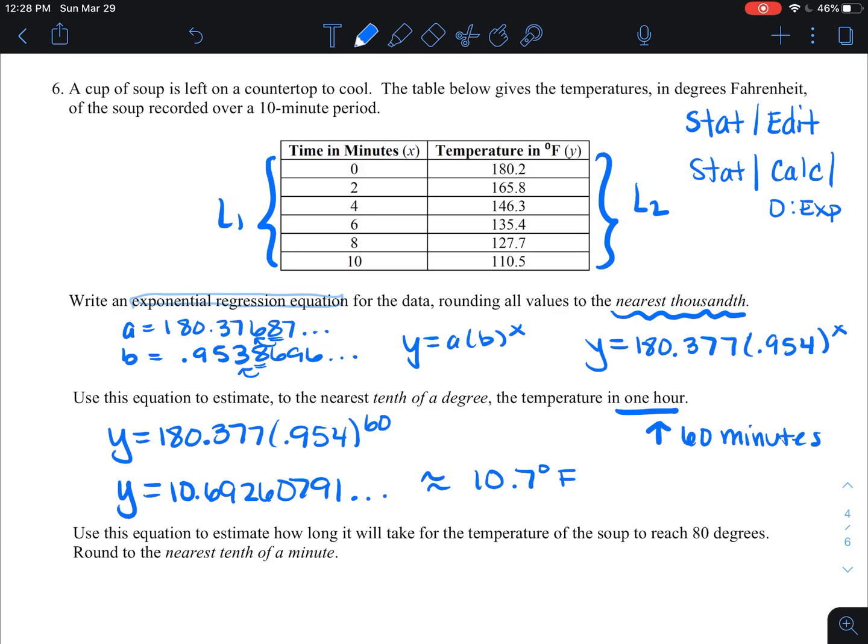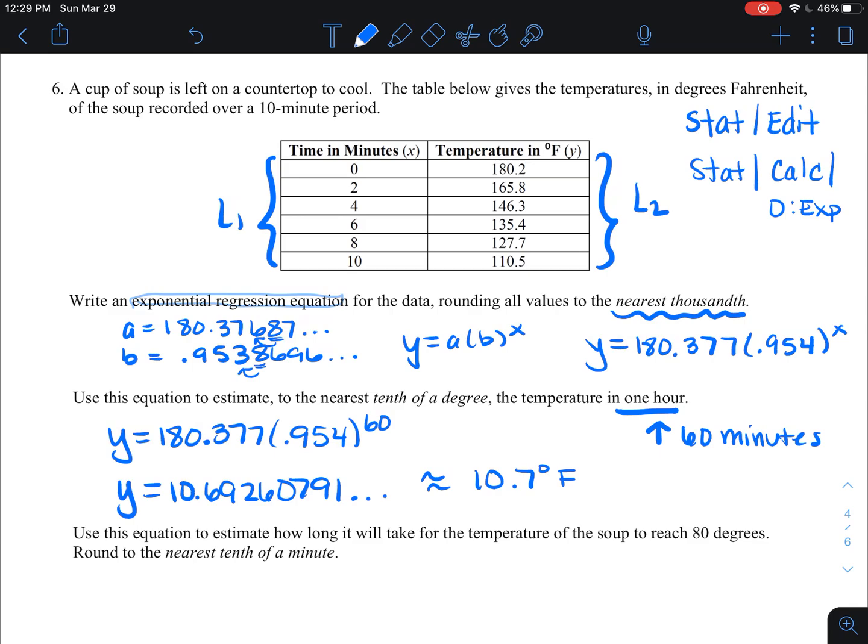So something that's just worth mentioning right now is sometimes regression equations are appropriate until a certain point, and they're only a good fit until that point. Even though this function would say that the temperature would reach almost 11 degrees after 60 minutes, that doesn't really make sense in the context of this question.